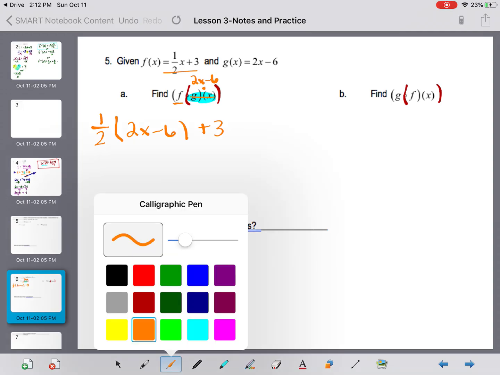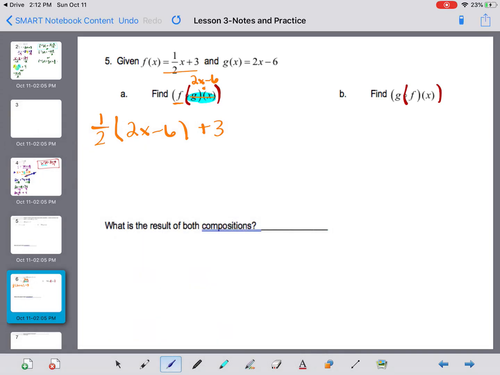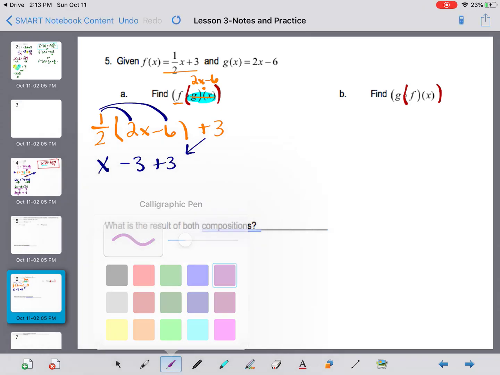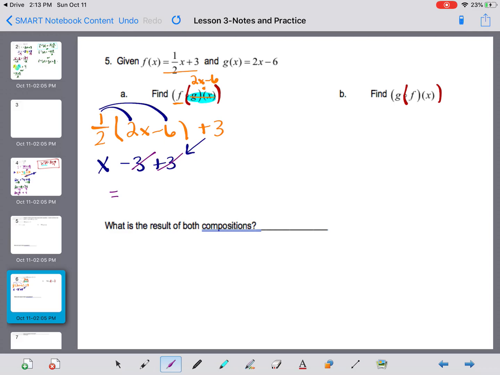Then we just simplify it down. So I'm going to distribute the 1/2. 1/2 times 2 is x, and 1/2 times negative 6 is negative 3. And then don't forget to bring down the 3. When we combine our like terms, the 3's cancel, and we are just left with x.